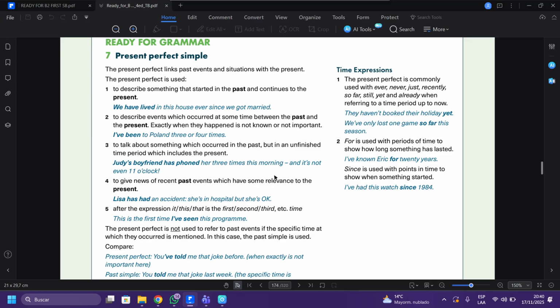As you probably know, the present perfect tense is used for the following things. First of all, to describe something that started in the past and continues to the present. That is the most common use. We have lived in this house ever since we got married. That could be an example.